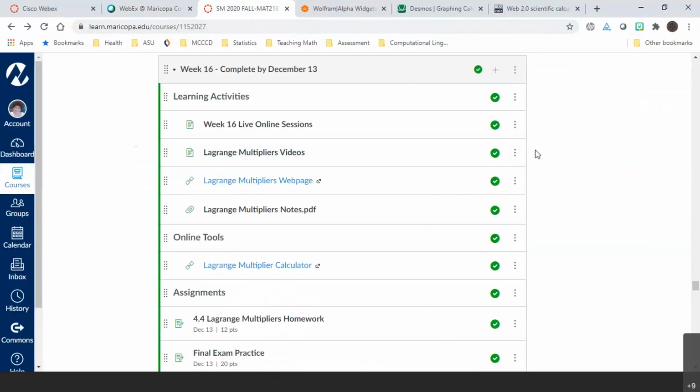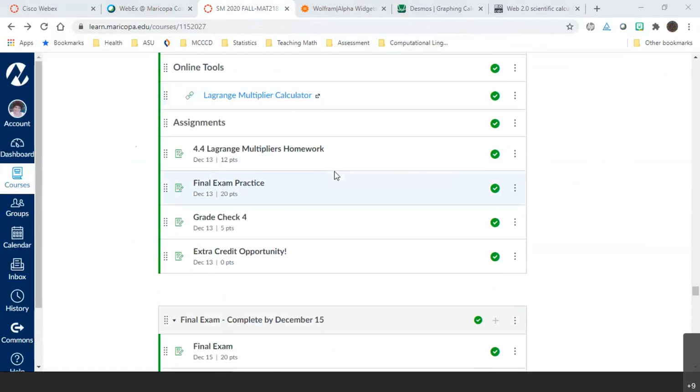Okay, so we're in week 16 of our course, and that's the last week of the course before the final exam. And you can see here's the stuff we did on Lagrange multipliers last time. So for this week, by Sunday, you need to complete Lagrange multipliers. And again, this final exam practice is not a required piece of the course. This is kind of the best way to study for the final exam. It's kind of a training exam for the final.